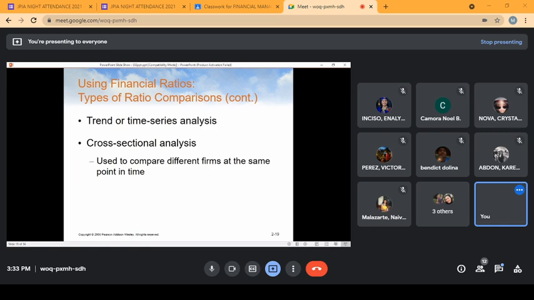Okay? For example, you compare the different department stores. Okay? This is your departments. These are line of business: department store, electronic, grocery, motor vehicle, different industry yan. Kino-compare nila mga ratio nila sa isa't isa. Okay? Naiintindihan? Okay. That is how we do that, no?